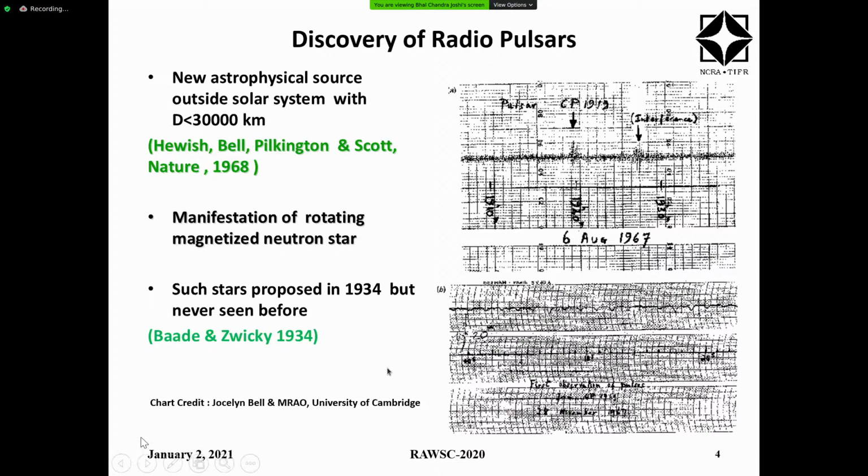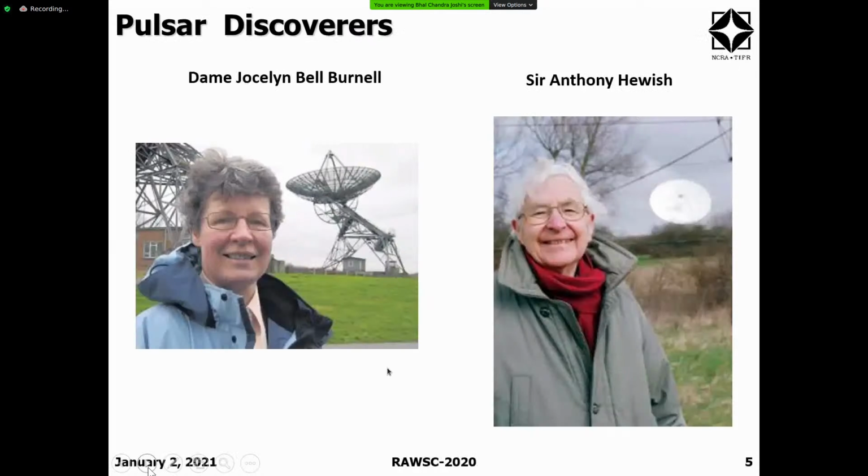Okay. So this was very briefly about the discovery of the pulsars. These are the two people who are credited with this discovery, Dame Jocelyn Bell Burnell and Sir Anthony Hewish, who also received a Nobel Prize for the discovery of this particular pulsar.